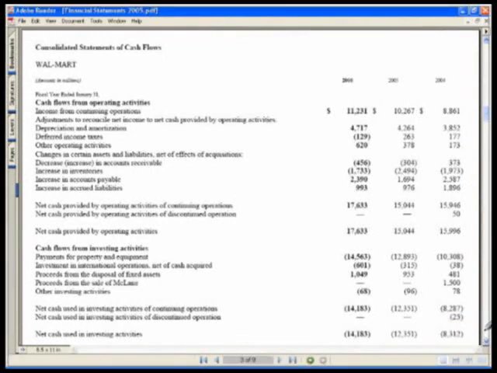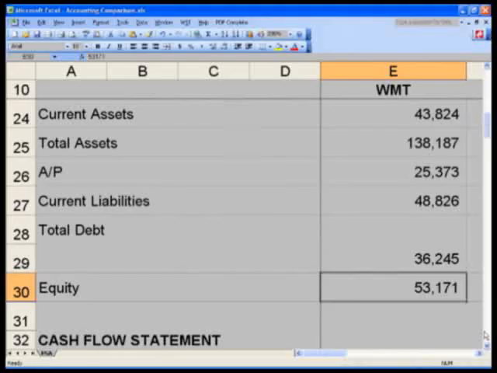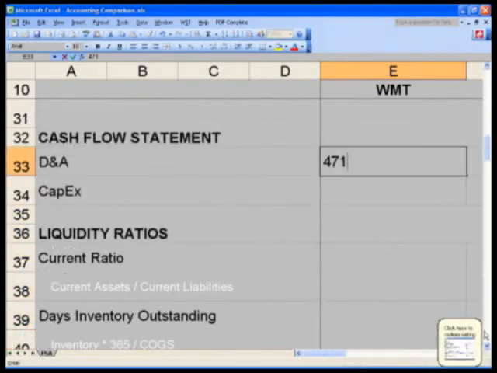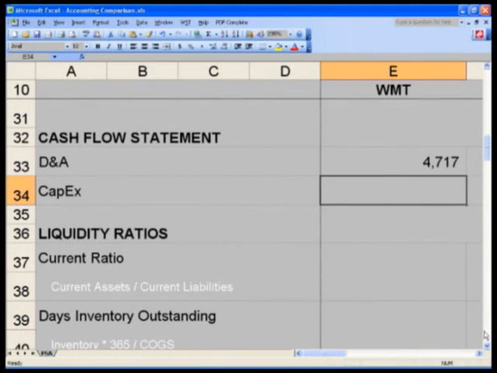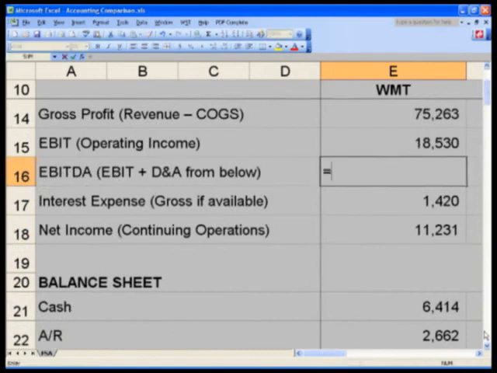Our cash flow statement, D&A, depreciation and amortization, is going to be 4717. Payments for property and equipment, this is our CapEx. We actually won't use this number right now, but 14,563, just make sure you can locate it. So let's, again, go to D&A and input that number, 4717. CapEx will be that 14,563.